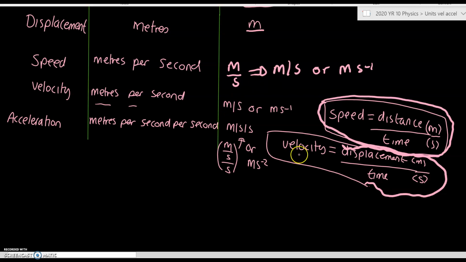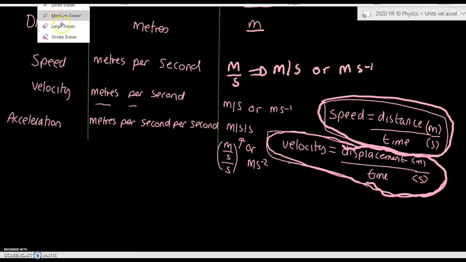Now, velocity, I'll just quickly talk about that there. I've just put it is found by dividing displacement by time. So again, I will come back to that when we have a whole lesson on it. And then I'm just going to rub those out just for the moment.